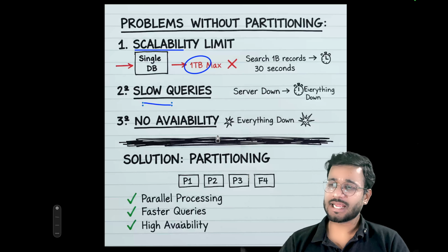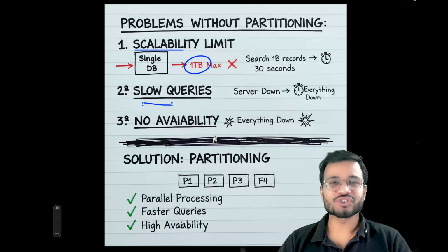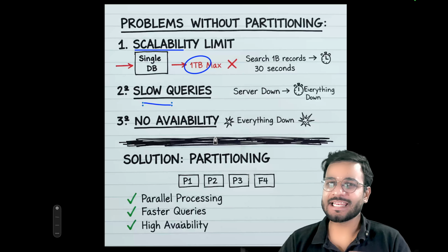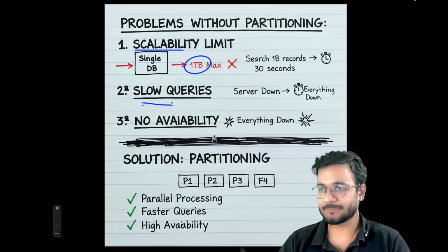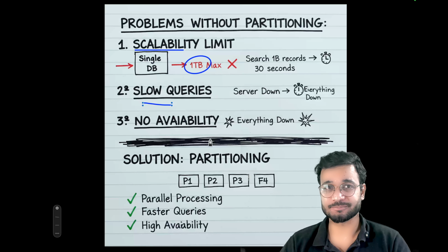Sometimes what happens is that because of just one database, if the database goes down or crashes, then there is no availability. In any case, you cannot get the data. That is one of the major drawbacks when we used to have a single partition.